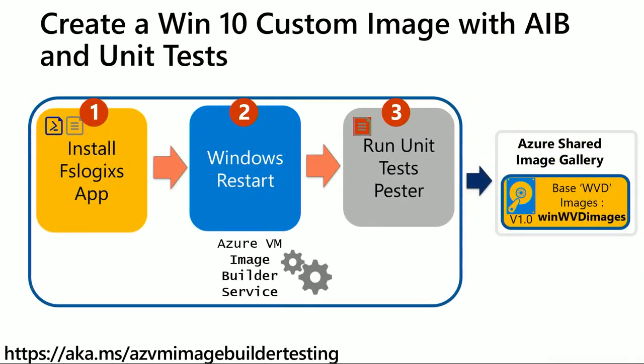So one thing you could do is integrate unit tests. I got this idea from some of the customers I've been working with, who were building Windows Virtual Desktop images. They install FSLogix, that needs a restart, and then they want to run unit tests to say, okay, did the install go correctly? Is it the right version? Is the service running? i.e. validating that the install is what they expect. And then they're pushing straight out to a shared image gallery, and that's pretty much it.